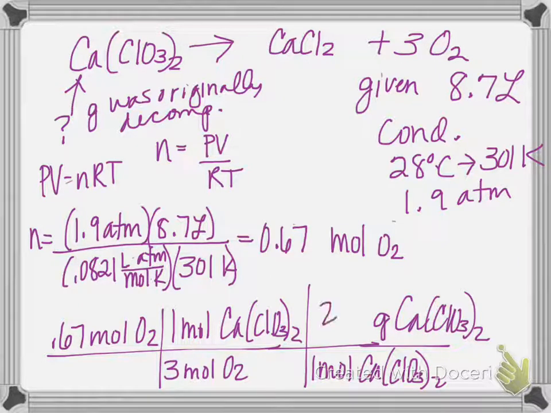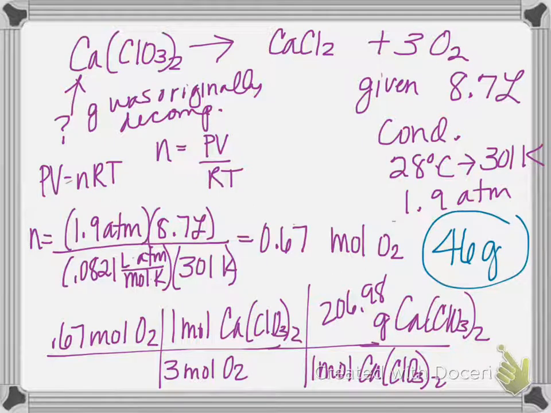Yeah, 206.98 for my molar mass. Then I multiply. And I think I got 46.2, or in this case 46 because I only need 2 sig figs. So 46 grams was originally decomposed. Did someone else get that number?